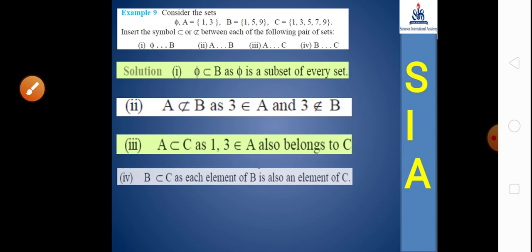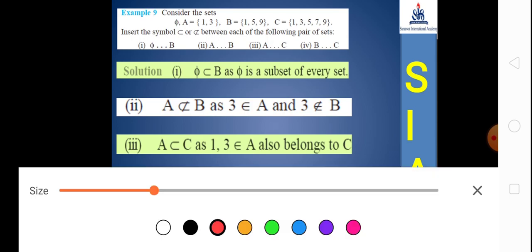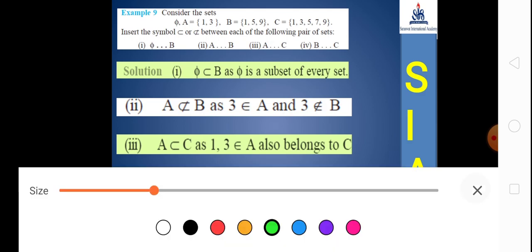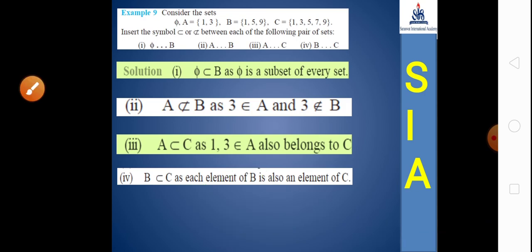Next, fourth one, B and C relations. So you check, yes, here also B is present in C. Here also, I explain with a simple drawing. See, this is your B set and the outside is your C set. Outside is the C set and inside is the B set. So surely you can say every element of B is present in C. So my answer is definitely B is a subset of C.